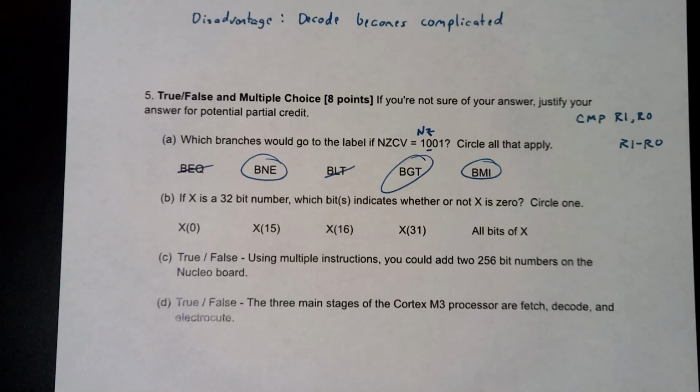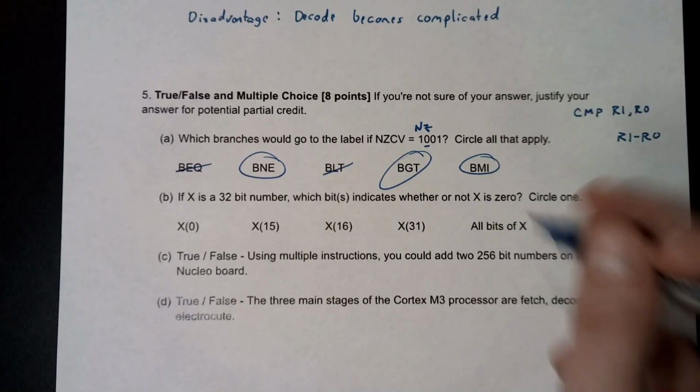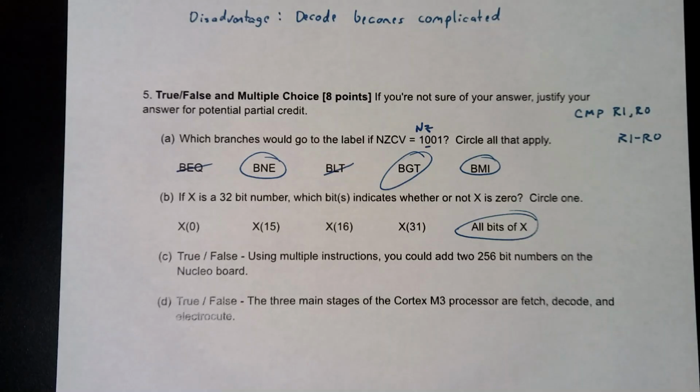Okay. On to the next one. If X is a 32-bit number, which bits indicate whether X is 0 or not? And that's going to be all bits of X, right? So we have to look at every single one and say, is that bit 0? If all of the bits are 0, then the whole thing is 0.